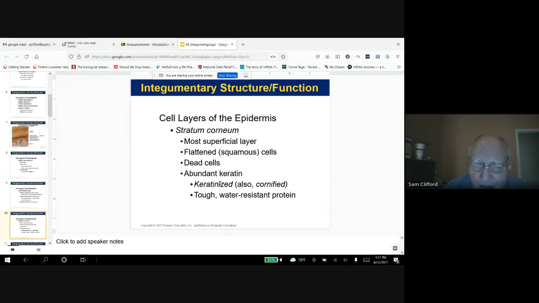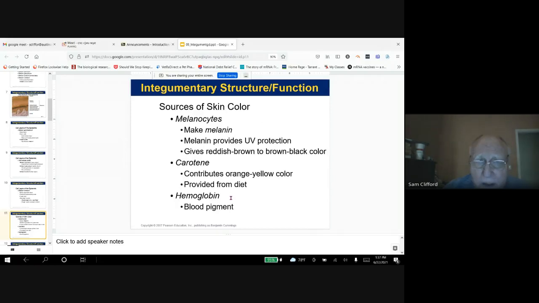There's a lot of keratin, which means the skin is waterproofed and saturated with keratin protein. The keratin makes it tough, water resistant. Melanocytes make melanin. Another pigment in the skin is keratin, and there are blood vessels in the dermis.